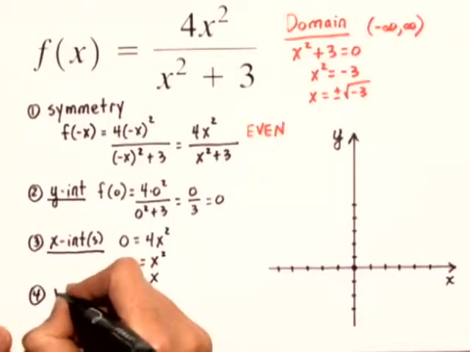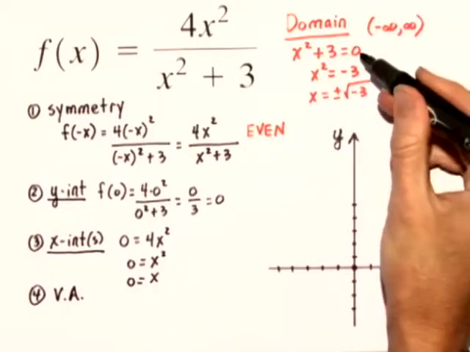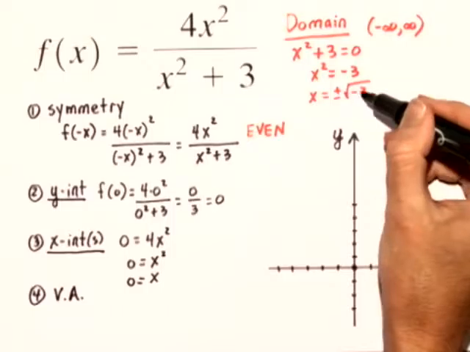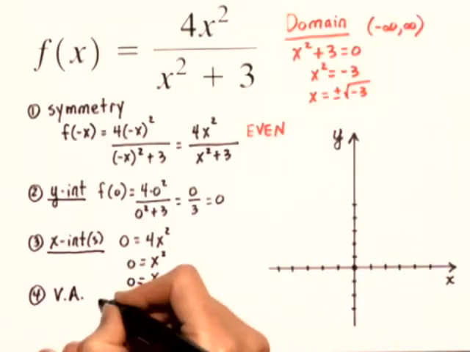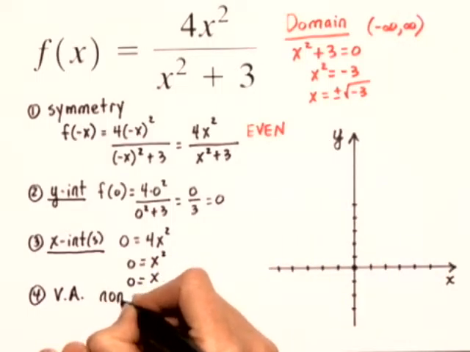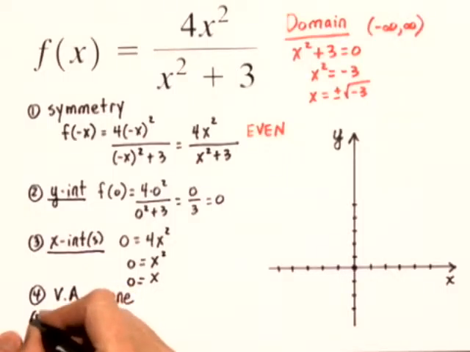Let's see if we have a vertical asymptote. We get the vertical asymptote by setting the denominator equal to 0. Remember, we did that when we were looking at the domain, and we did not get any real number solutions. We only got an imaginary solution. Therefore, we can say there are none in terms of vertical asymptotes. Let's check to see if we have a horizontal asymptote.